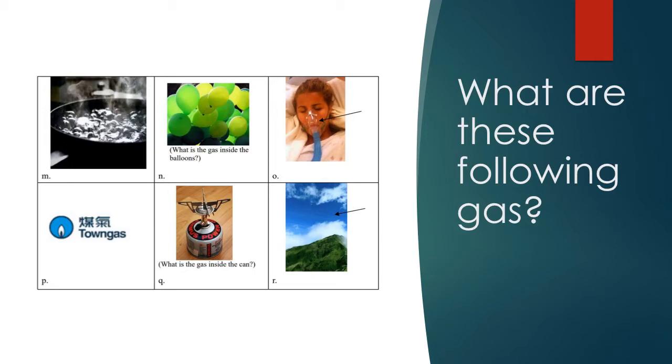How about these? These are all gases. First of all, this is steam, the gas form of water. The second one, these balloons, are hydrogen. This is the patient, obviously, with a device to provide oxygen. Oxygen is a gas. How about this one? Town gas, obviously. This one is usually used for camping, camping gas. And the last one is air. So all of these are examples of gas.